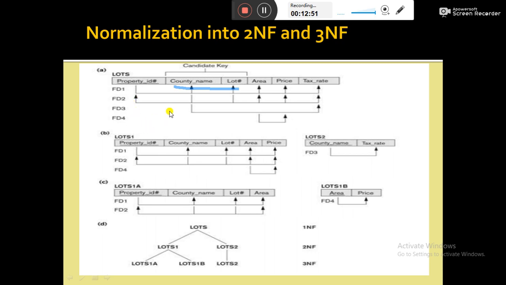Now FD1 starts from property ID, with an arrow towards county name, lot number, area, price, tax rate. What does it mean? Let me draw it.